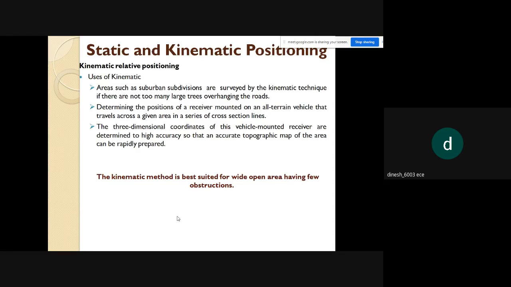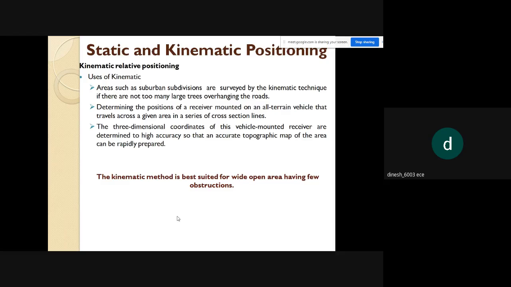Users or applications are used in suburban subdivisions where there are not many hangings on the road or larger trees. So there you can use the kinematic technique of positioning. This will determine the position of the receiver mounted on all terrain vehicles that may travel. So traveling on terrain vehicles can be easily done. And the three-dimensional coordinates of the vehicle-mounted receiver give high accuracy of positioning on the topographic map.